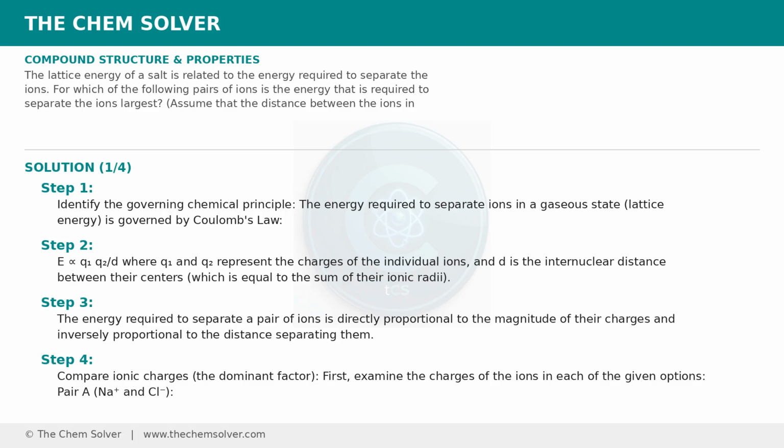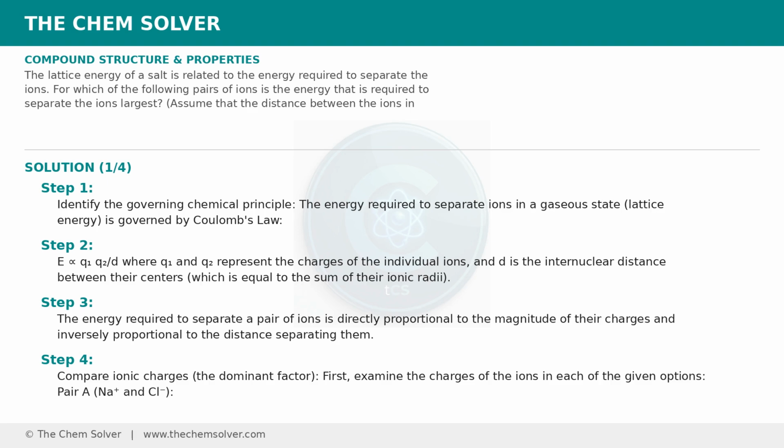Identify the governing chemical principle. The energy required to separate ions in a gaseous state, lattice energy, is governed by Coulomb's law. E is proportional to Q1 Q2 over D, where Q1 and Q2 represent the charges of the individual ions, and D is the internuclear distance between their centers, which is equal to the sum of their ionic radii.